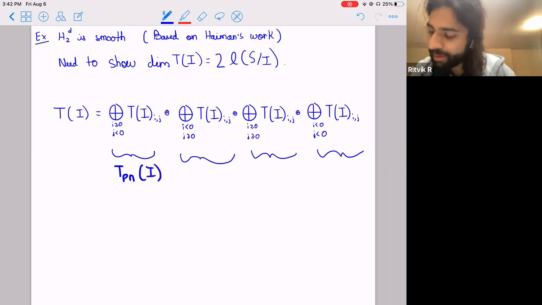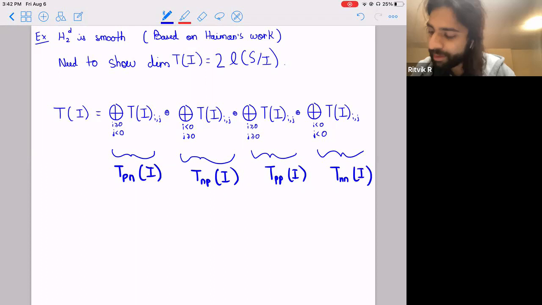And then I'm going to take this whole direct sum, and I'm going to call it T sub Pn. Similarly over here, I'm going to call this T sub Np, because the first index is negative and the second index is non-negative. Over here, I'm going to call this T sub Pp because both of them are non-negative. And then the last one I'm going to call T sub Nn because they're both negative.